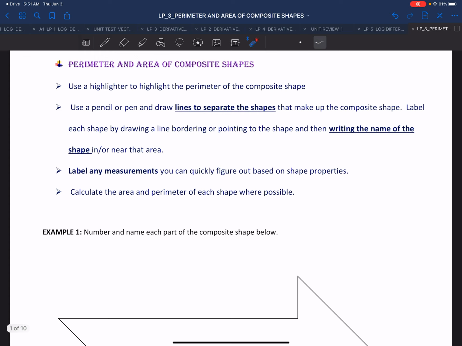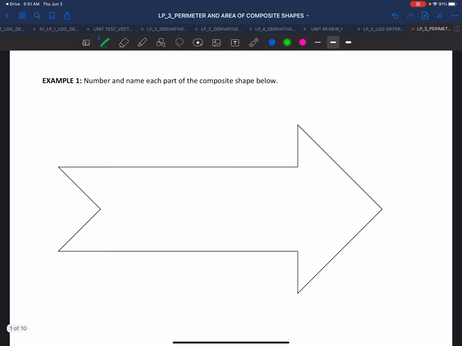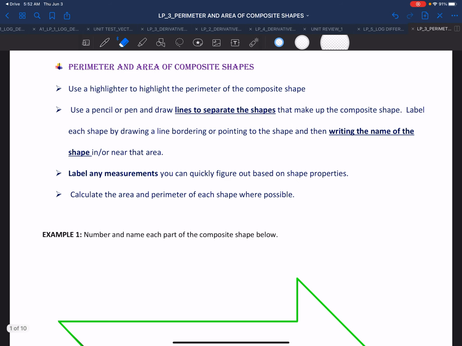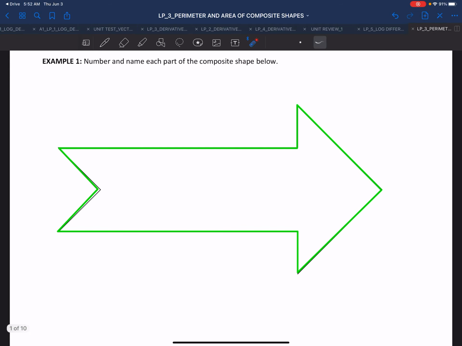And together we are going to go over the process of describing how to find the perimeter and the area. So first of all, we're going to use a highlighter to highlight the perimeter of the composite shape. We get to know what kind of shape we have and how all the lines are connected with each other. So it's always a good idea to start with the perimeter. There we go. So whatever you see in green makes up the perimeter of this shape. Now, the next step says that we need to use a pencil or a pen and draw lines to separate the shapes that make up this composite shape.